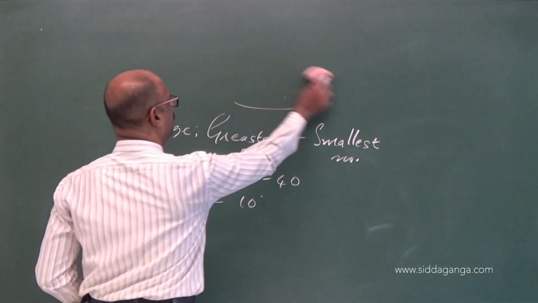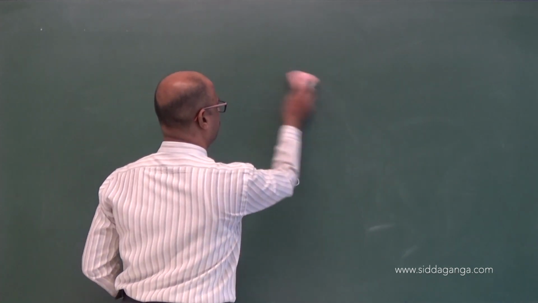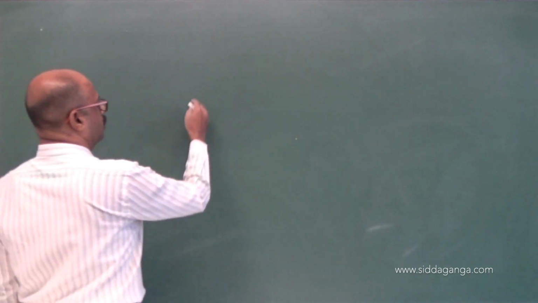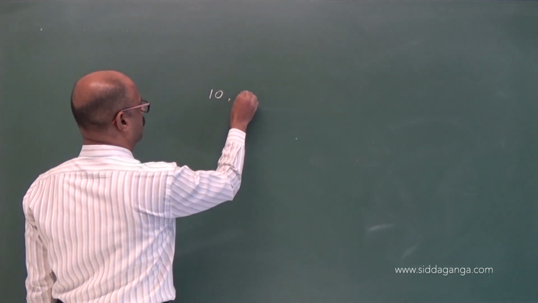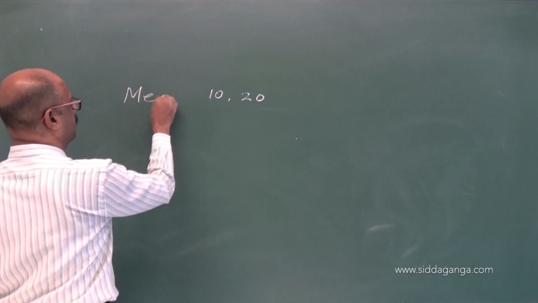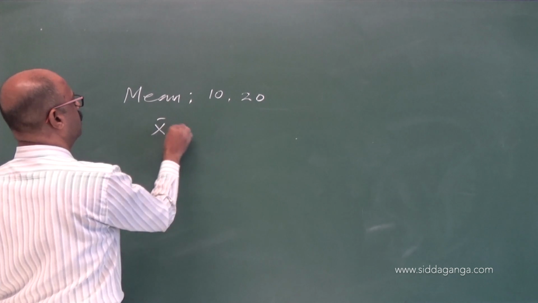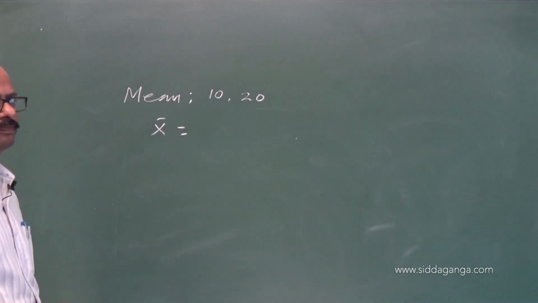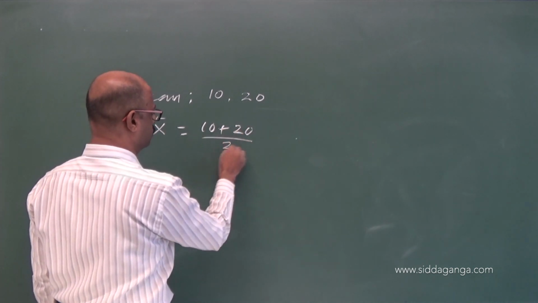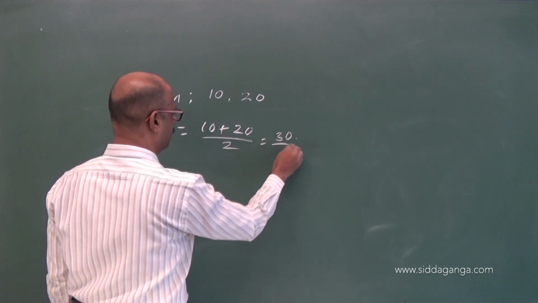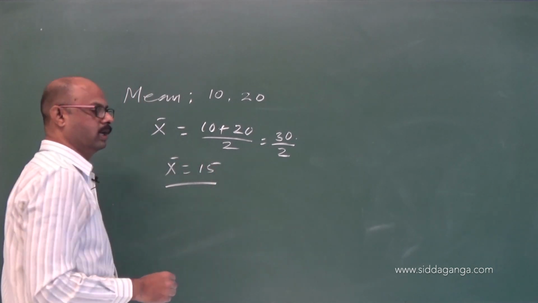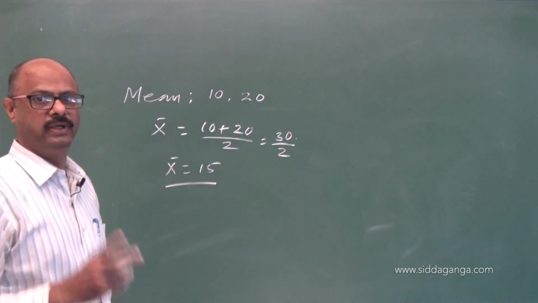Coming to mean, what is mean? Suppose 10 and 20 are the numbers. Find the mean. Find the mean means you should add. We usually denote mean as x bar. So two numbers, it is 10 plus 20 divided by 2. 10 plus 20 means it is 30 divided by 2. That is x bar is equal to 15. We call it as mean whenever two numbers are given.